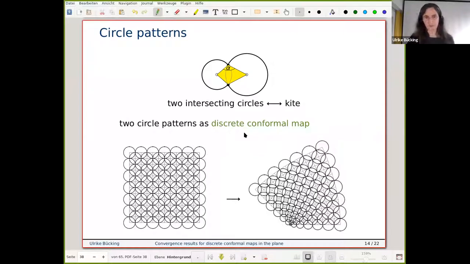And then, of course, you might now ask, how can I approximate this? Can I come up with some specific circle pattern which will help me to approximate a given smooth conformal map? For this, I will also use a functional which characterizes the circle pattern. One thing one may use are the radii, because I know the intersection angles. If I now know the radii, I can build up these kites and lay them out and get a specific circle pattern. And it turns out that this radius function is really, really nice.